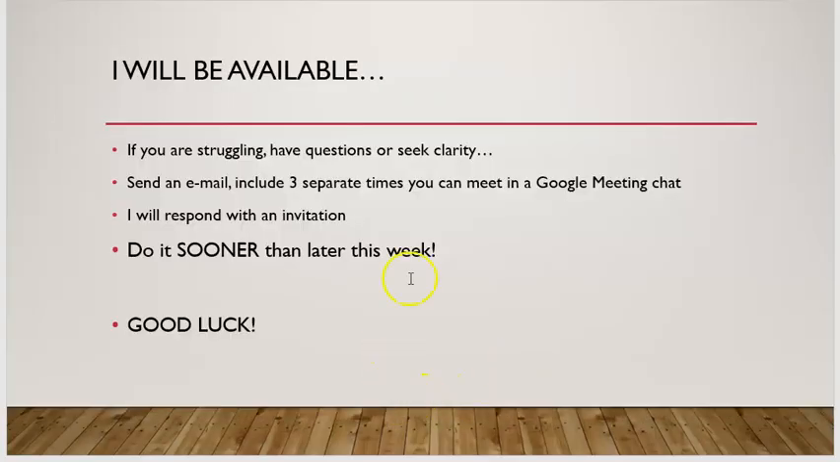So, in the end, I'll be available. If you're struggling or have any questions or seek any kind of clarity, please let me know. Don't struggle with this. Do it sooner than later, but send me an email. Sometimes you can meet and we'll do a Google Meet, and we'll do a chat, and I'll make sure that you feel comfortable that you can finish it. Please reach out to me if you have that level of need to talk to me about it. I'm happy to do it. I want you to do as well as you possibly can.